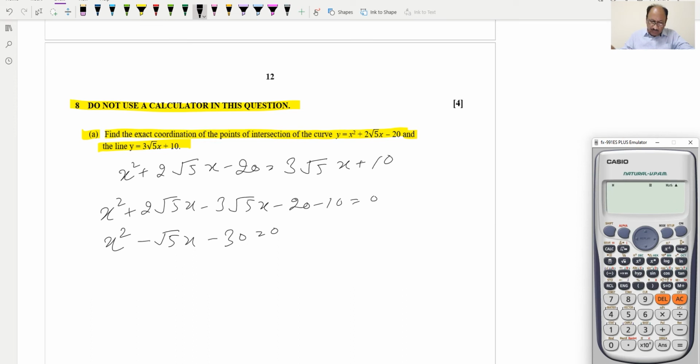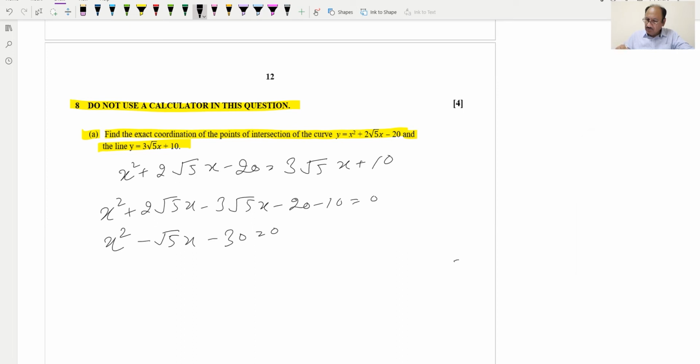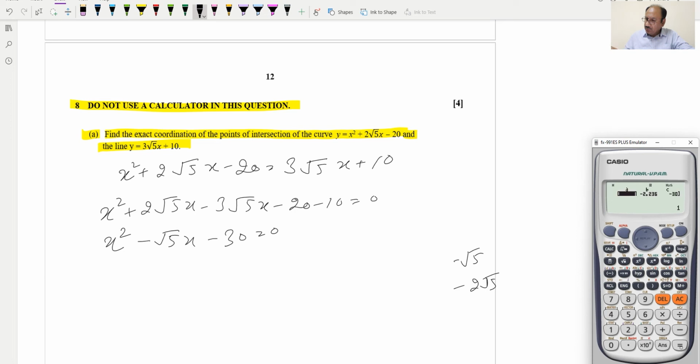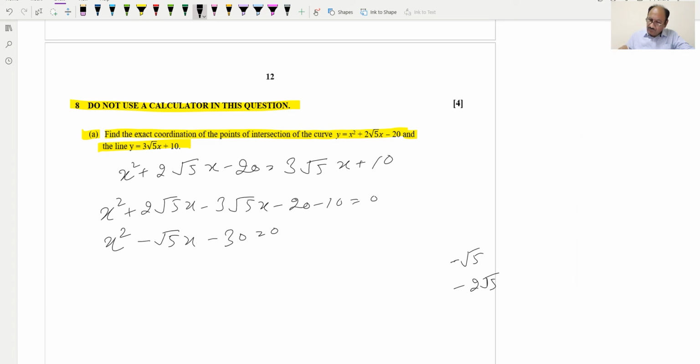It will be mod 5 3, and the coefficient of x square is 1, the coefficient of x is minus root 5, and minus 30 is the constant value, and we will get 3 root 5 and minus 2 root 5. So these are the two values which we got. We will change sign, and these will be our values.